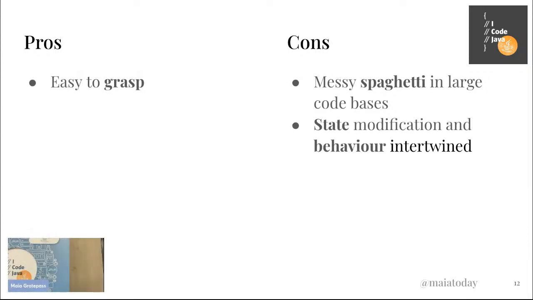If you think about this, this is what the machine's doing, and it's easy to code in that way. The con of an imperative language is messy spaghetti. Quite easily. You only need more than 15 lines of code and it can turn into spaghetti. And the state modification, that's what you change in the blue cloud, and the behavior is very much intertwined. You're checking the state, you're changing the state, you're doing behavior, and all of that is kind of meshed together.